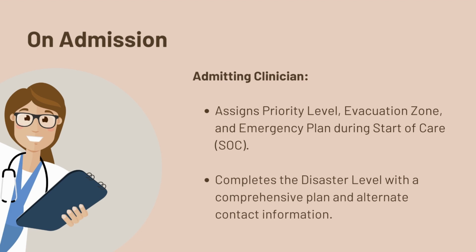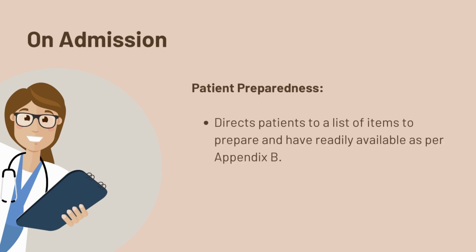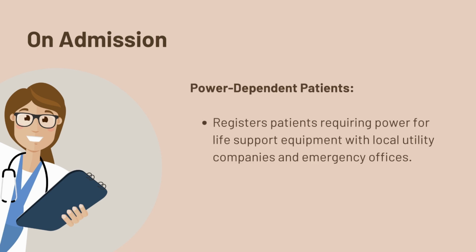The admitting clinician assigns priority levels, evacuation zone, and emergency plan during start of care. Completes the disaster level with a comprehensive plan and alternate contact information. Patient preparedness directs the patient to a list of items to prepare and have readily available as per Appendix B. Power dependent patients: register patients requiring power for life support equipment with local utility companies and emergency offices.